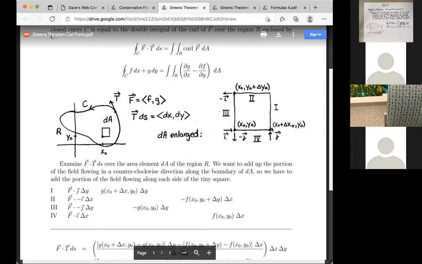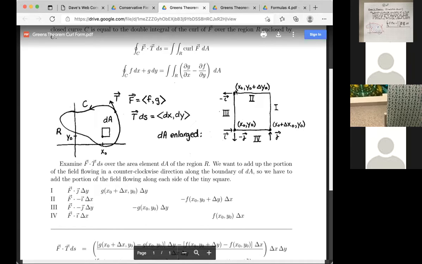And that's equal to what? It's equal to the change in the function, the F dot j. Well, F is composed of little f and little g, but when you dot it with j, I only get the contribution from g. And I'll take my measurement of g from this lower right-hand corner. This thing is so small, it doesn't necessarily matter where I measure the values from. I'll take the reading of g from the lower right-hand corner, which is g of x naught plus delta x comma y naught, times delta y. So this on the left is the contribution of the field. This is an approximation of that contribution just by executing that dot product.